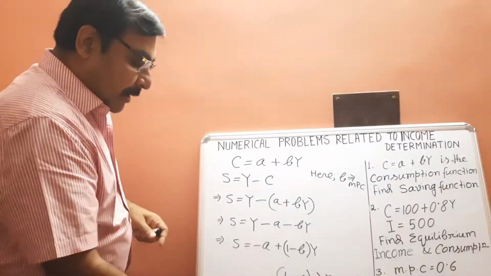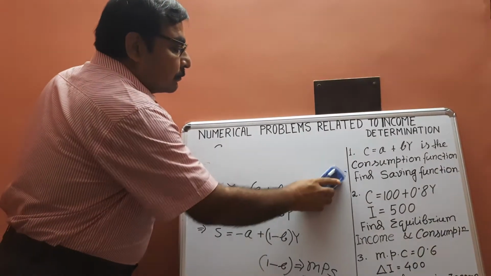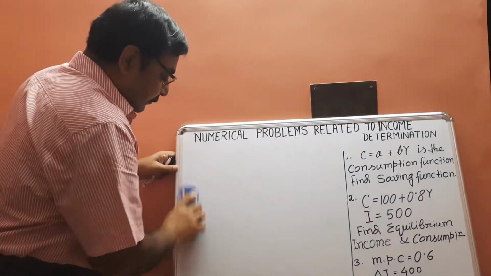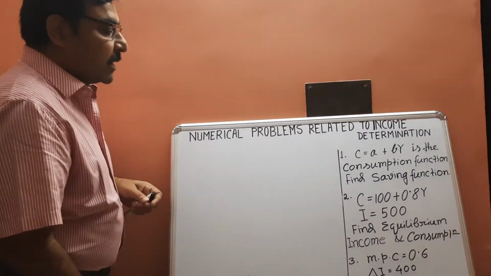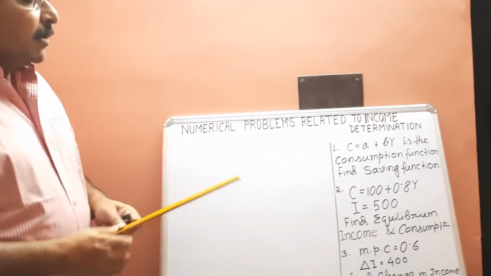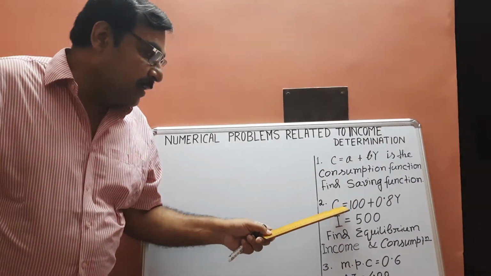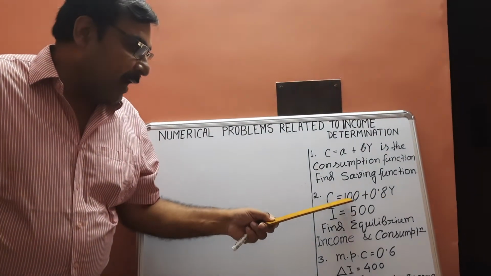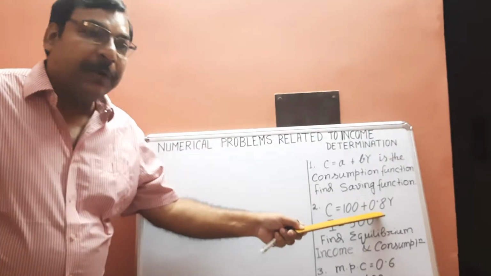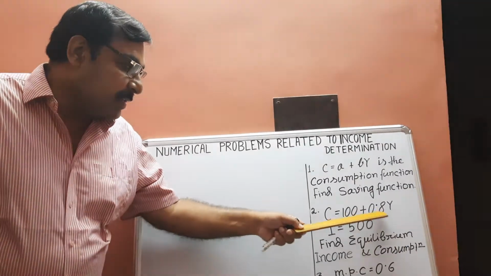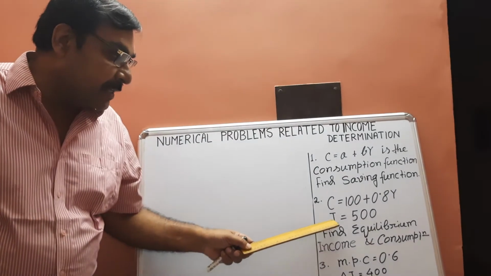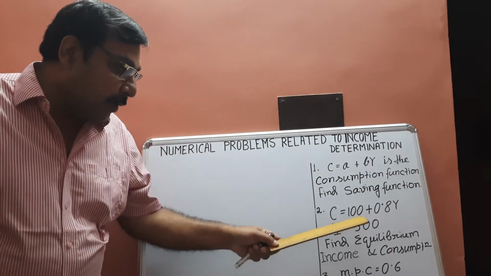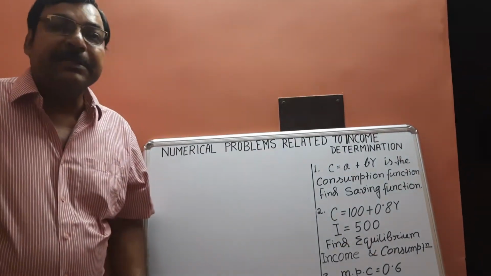Now come to the second problem. What is given in the second problem? You are again given a consumption function. C is equal to 100 plus 0.8Y. 100 is the autonomous consumption, 0.8 is MPC. This consumption function is given. Also you are given investment is equal to 500, suppose 500 crores. You have to find out equilibrium income and equilibrium consumption.